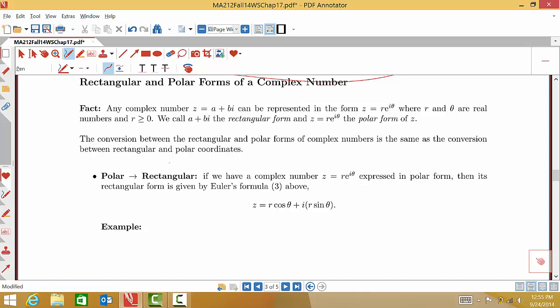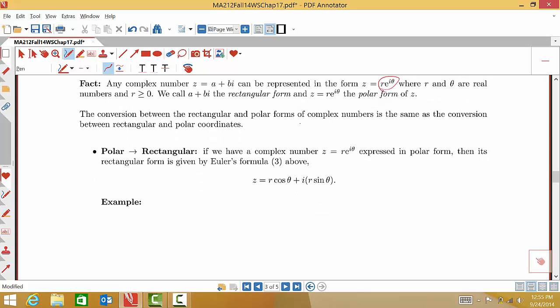So let's see. Here's a fact for you. Any number in the form a plus bi, you can represent it in the form r e to the i theta, where r and theta are real numbers, and r is bigger than 0. If I write it in the form a plus bi, that's called the rectangular form. And if I write it in r e to the i theta, that's called the polar form of z.